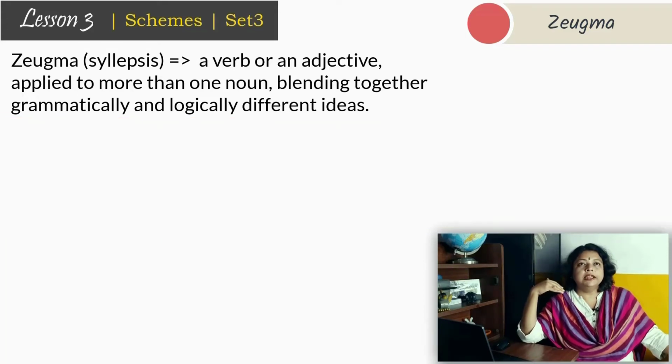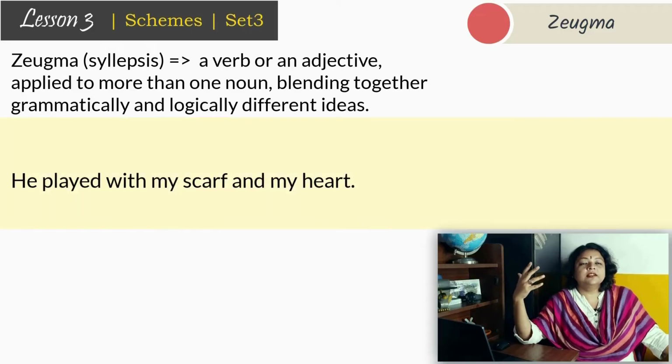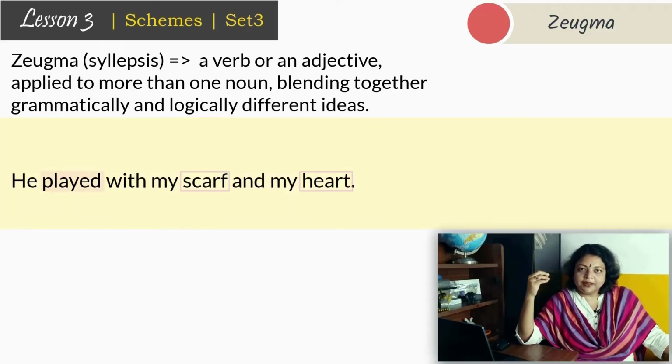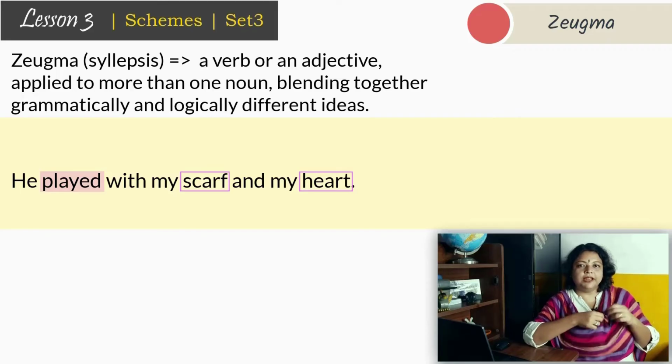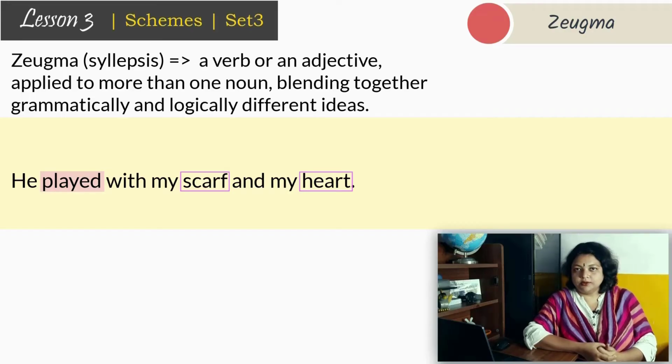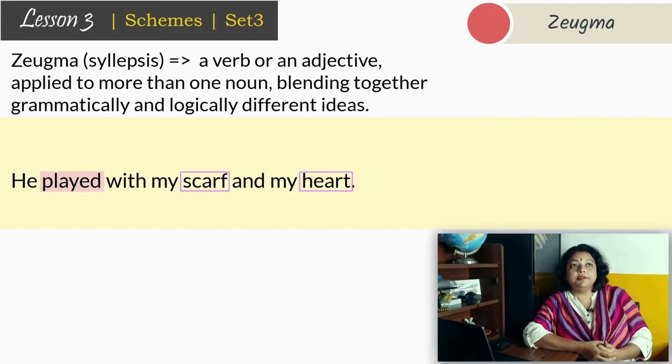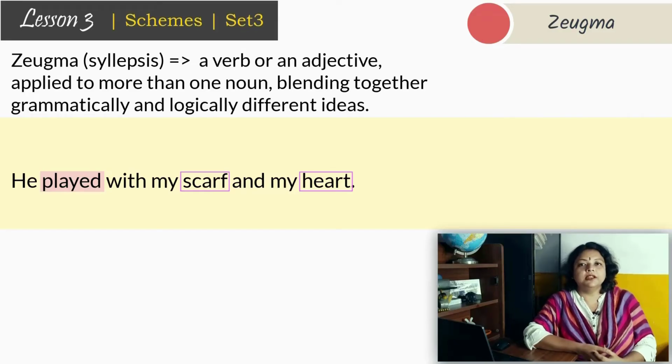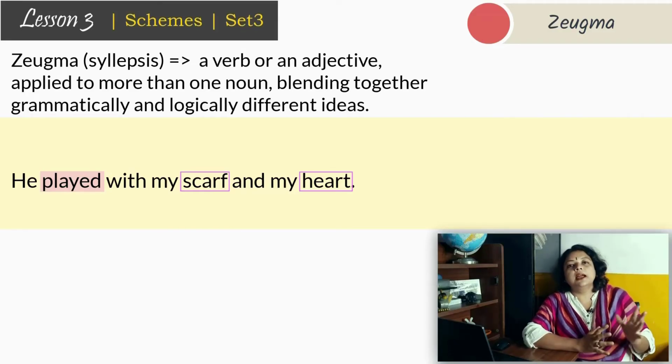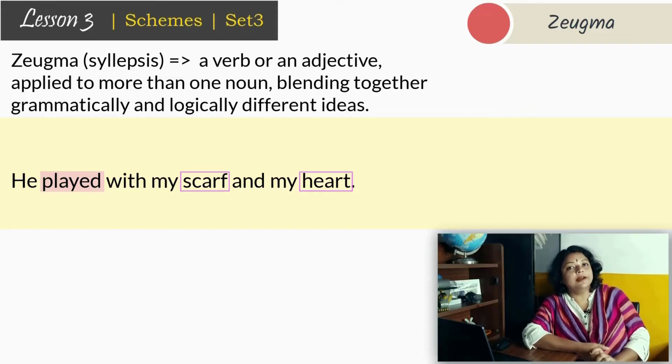For example, "he played with my scarf and my heart." Of course, maybe he was actually playing with my scarf. So that is something we can say a direct association. And when I'm saying he's playing with my heart, which means he is manipulating me, using my emotions for his own use, this is not a direct association, but a derived one. So here you have zeugma.